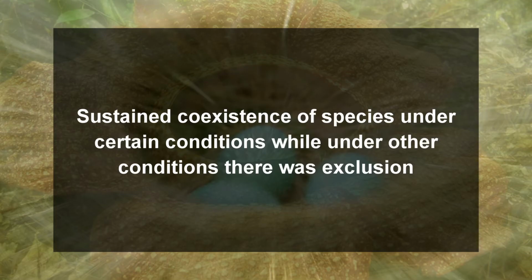The population curves of these two species in separate culture were markedly different, and Gause concluded that they could coexist because their ecologies were not sufficiently different to result in exclusion. Many other experiments have demonstrated sustained coexistence of species under certain conditions, while under other conditions there was exclusion.